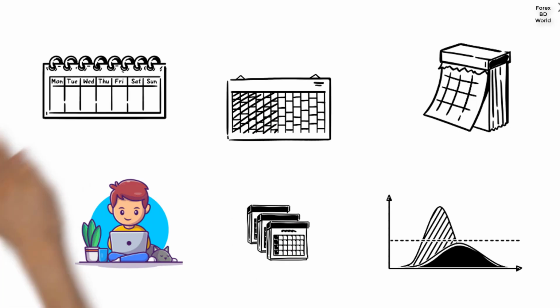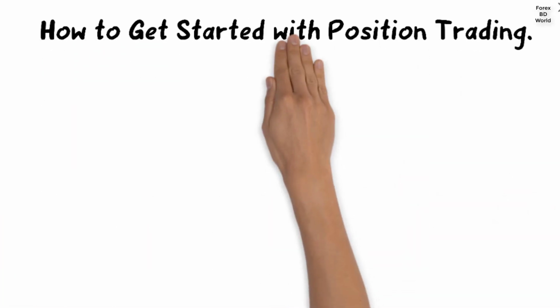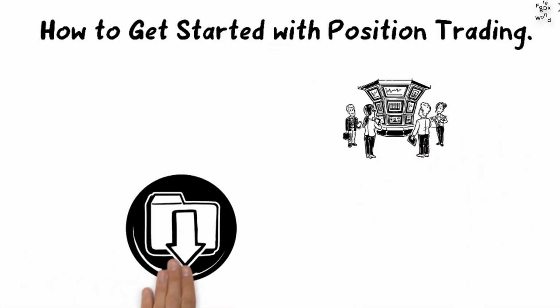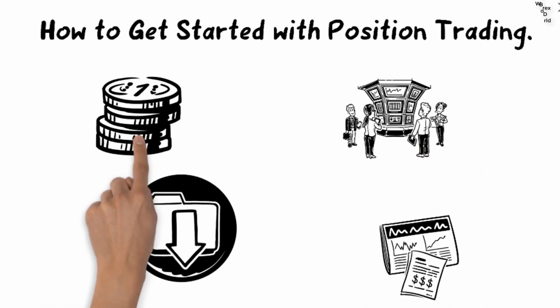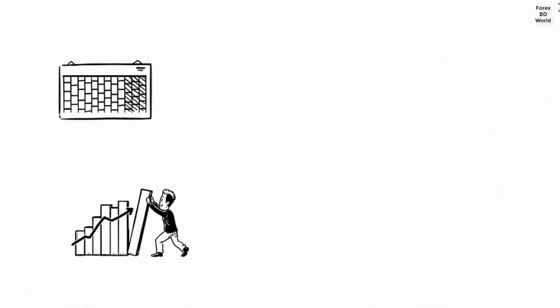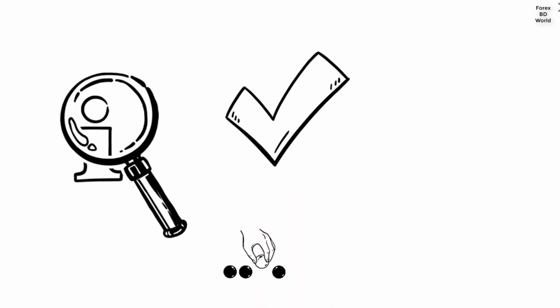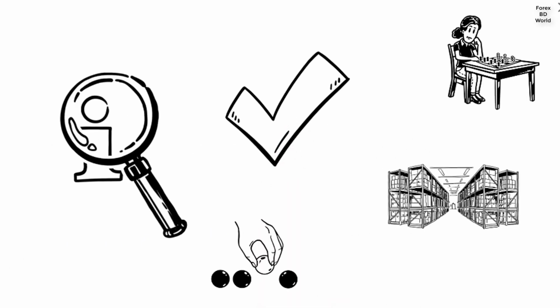5. How to get started with position trading. To get started with position trading, you need to open a brokerage account and deposit funds. You should also develop a trading plan, including your investment goals, risk tolerance, and position sizing. It is essential to do your research and select stocks that fit your investment strategy.